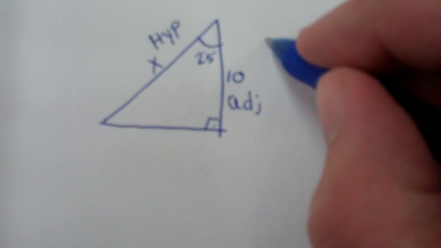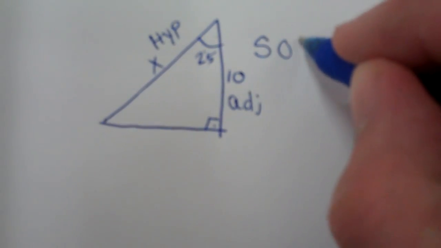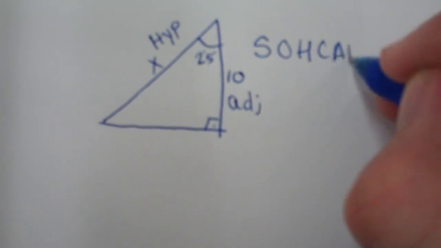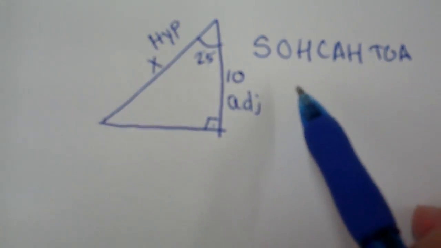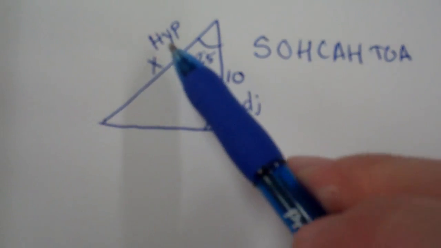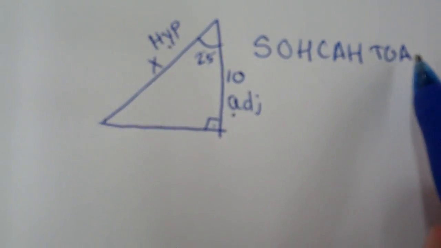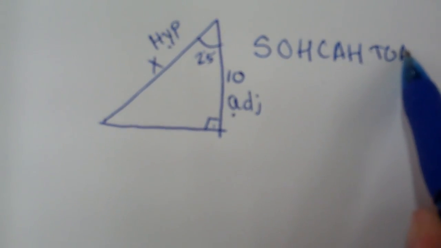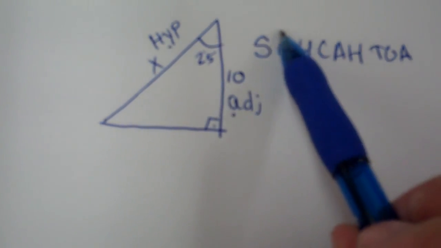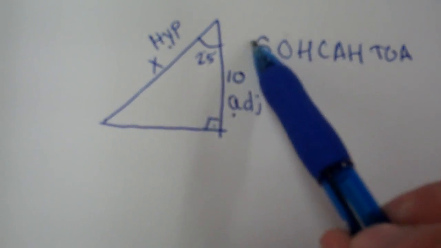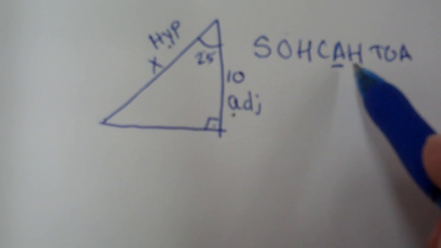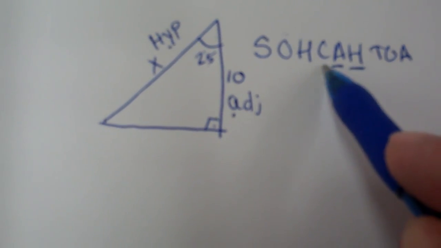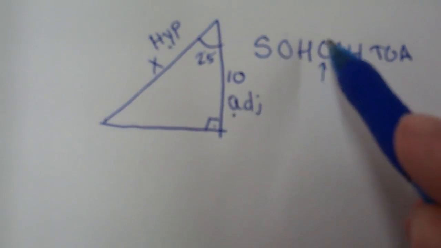To help me remember that, I'm going to look at SOHCAHTOA. Which of these uses an adjacent and a hypotenuse? Let's see. Well, this one does not use a hypotenuse, so it's not the tangent. This one does not use an adjacent, so it's not the sine. It looks like this one uses an adjacent and a hypotenuse, so it is the cosine.